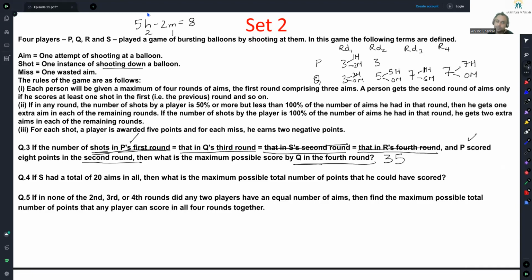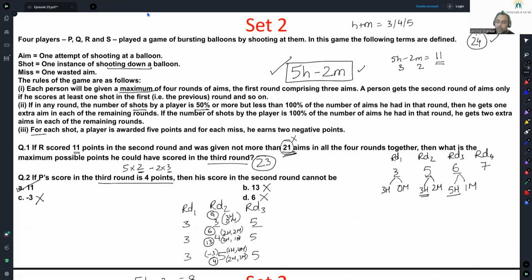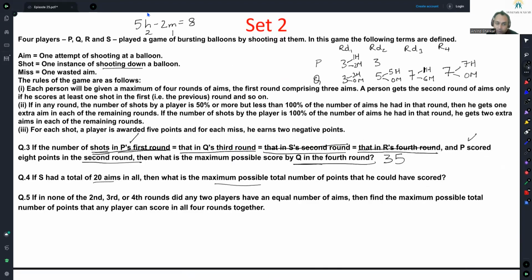Okay. Next question. Question 4. If S had a total of 20 aims in all, then what is the maximum possible number of points that he could have scored? Best possible case, forget 20 aims. If he never missed the target, that is when he would have gotten the maximum possible score. But we had figured out if you never miss the target, you would get 24 aims. But he only had 20 aims, which means he did indeed miss the target, either once or twice or whatever number of times.